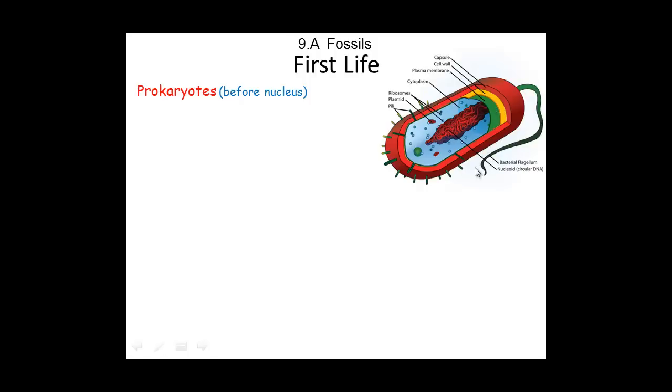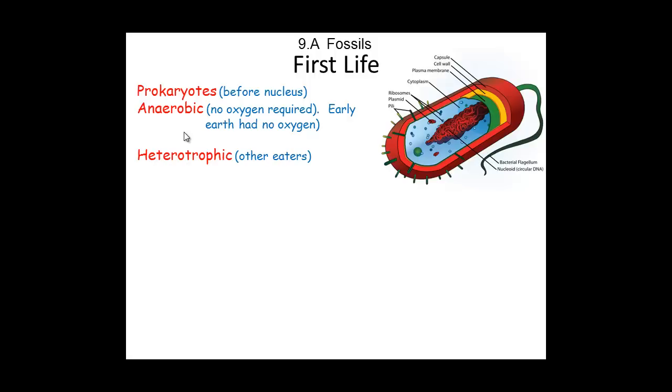It has flagella for moving, if it lives in an aquatic environment, which it probably did. They were anaerobic, which means they didn't need oxygen to survive. They were also heterotrophic, which means they couldn't produce their own food. They had to find food in the environment in which they lived.